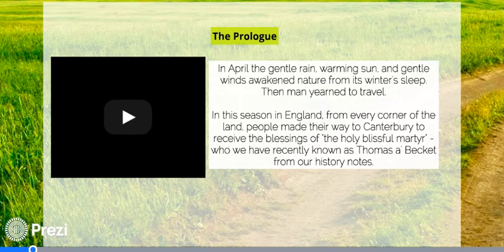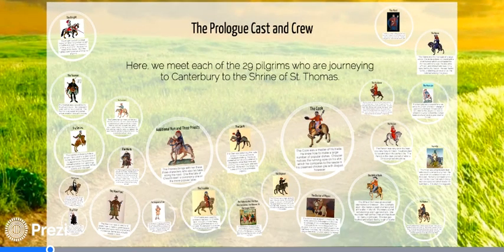All right, let's move on. These are all the characters in the prologue, okay? They are 29 if you count the guild. Now, I want you to see on this Prezi where it says that they are journeying to Canterbury to the shrine of St. Thomas. It's St. Thomas Becket, okay? So don't get that confused. I know for the most part, when we covered it, we just called him Becket. So remember that it's Thomas Becket, okay?